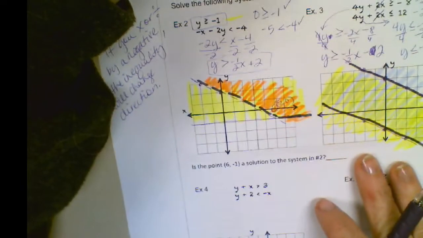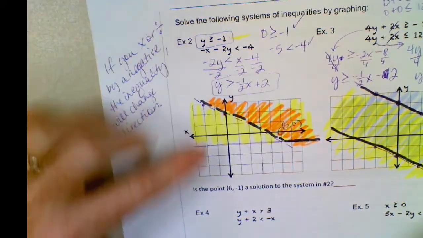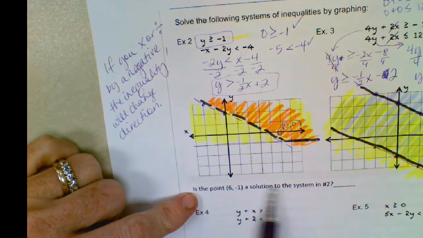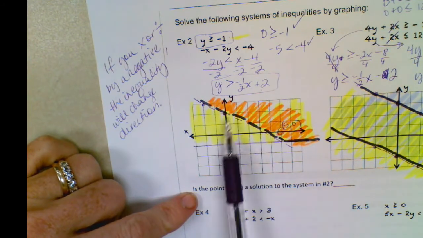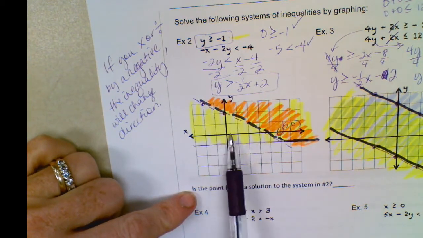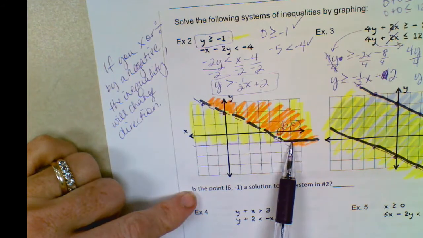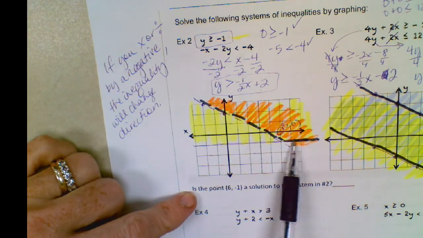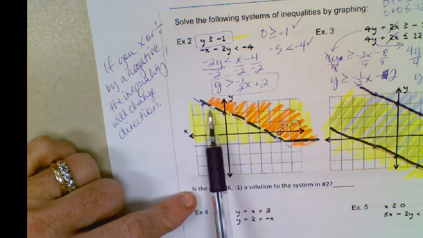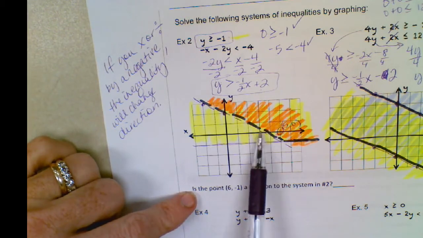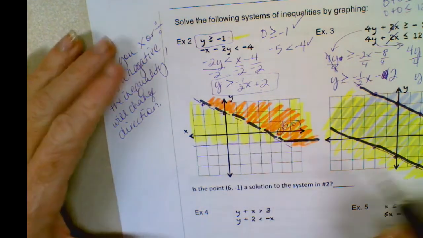Okay? So, in number 2, they want to check and see if 6, negative 1 is a solution to this system. So let's go over 6. 1, 2, 3, 4, 5, 6, negative 1. Well, let's see if that is. It should be, because it's along my solid line. If it had been along my dashed line, it wouldn't have been a solution. But let's plug it into both and see.